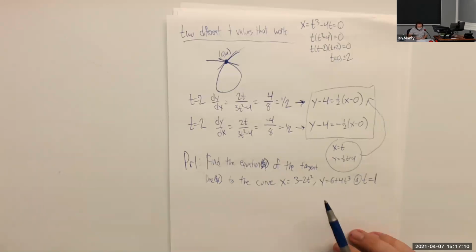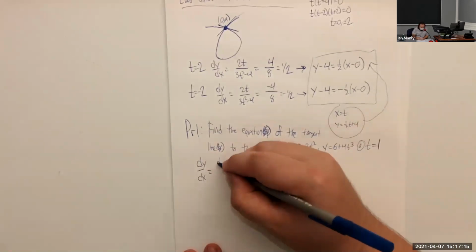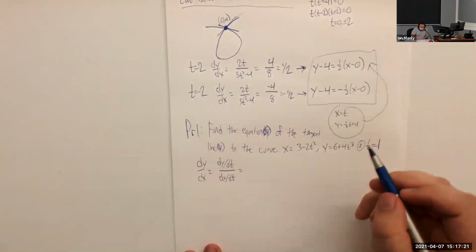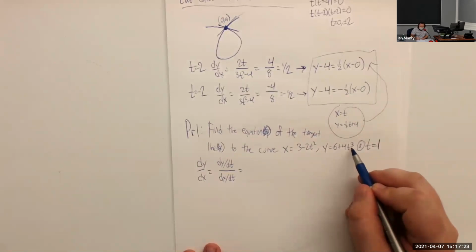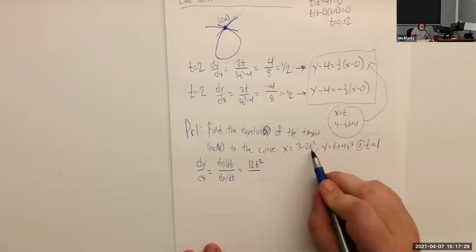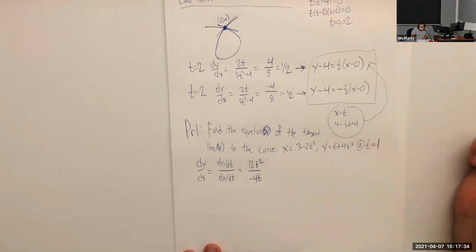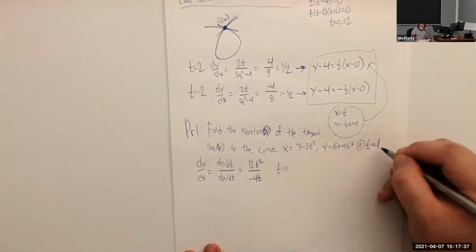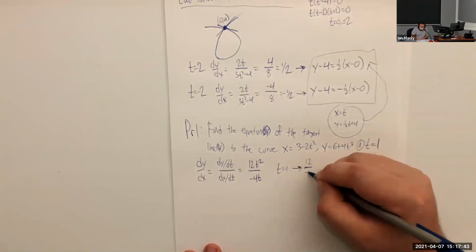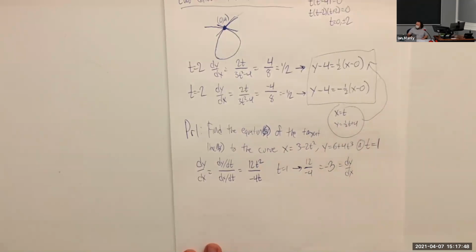All right, let's take a look at this here. So first of all, let's compute what dy dx is. We need to know the slope of our tangent line. So we have dy dt divided by dx dt. So dy dt, let's see, that's just going to be 12t squared. And then dx dt looks like that's going to be negative 4t. All right, now let's plug in t equals 1 because that's where we wanted to find the tangent line. So we're going to end up getting 12 over negative 4. It'll be negative 3. So this will be our dy dx here.